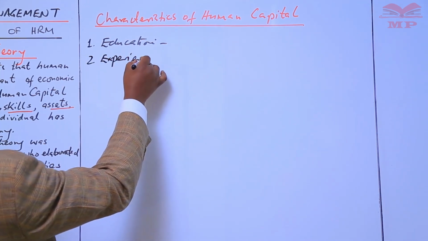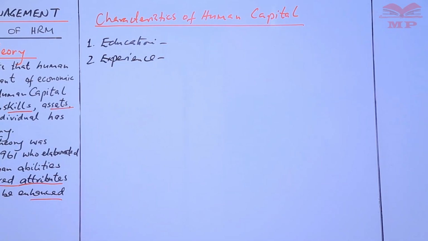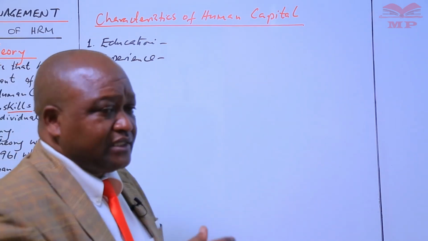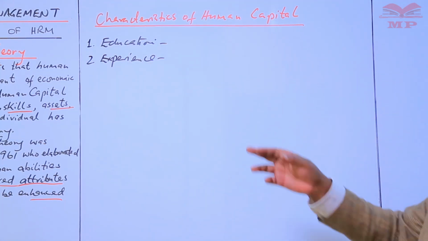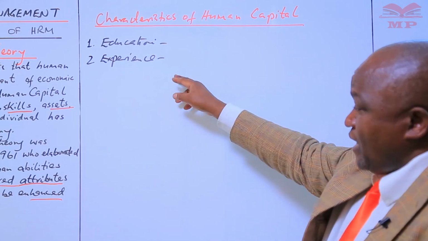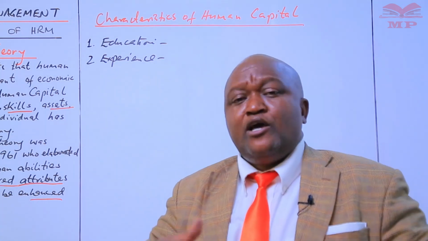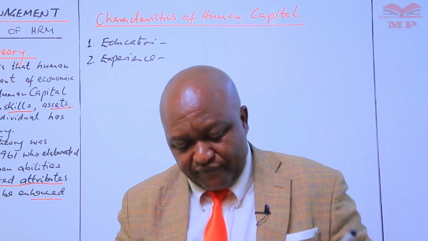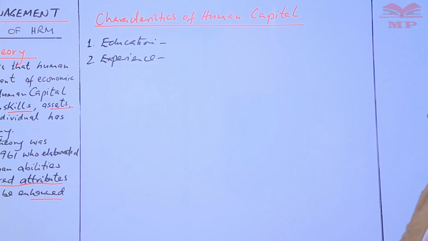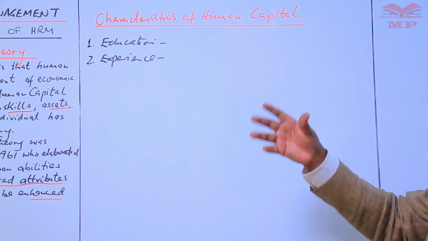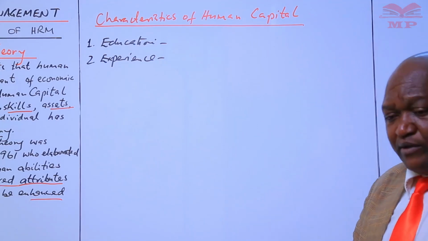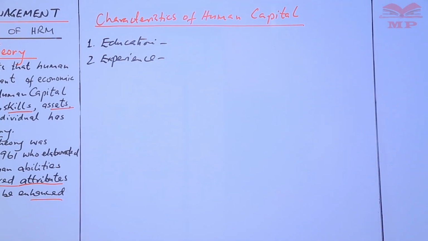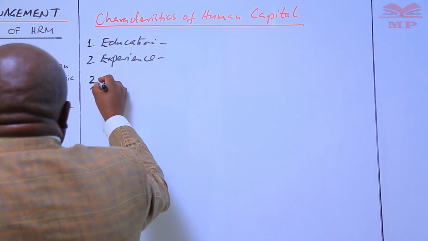Then the experience. An individual, for example, has worked in the engineering field for 5 years, 10 years, or somebody has worked as a company secretary for 2 years, 3 years, 10 years. That experience that person has acquired, and also the general experience on life activities. Somebody has traveled, has been to different countries, to different institutions. That experience put together becomes an asset which that person can use in a given work environment. Then there is also the element of tenure.